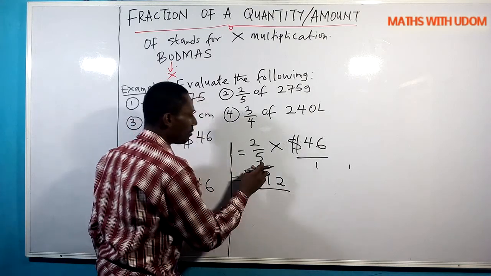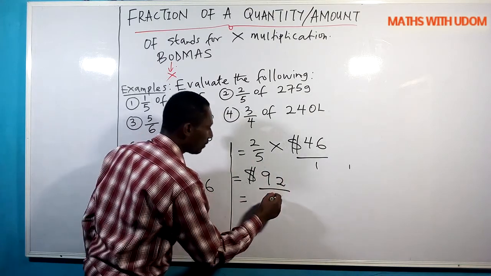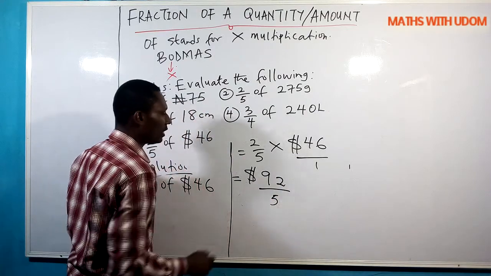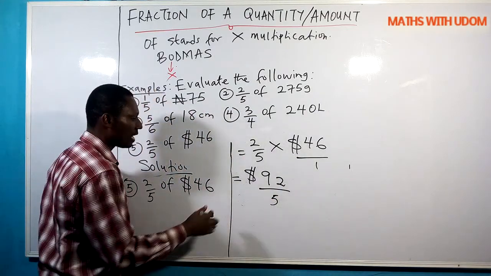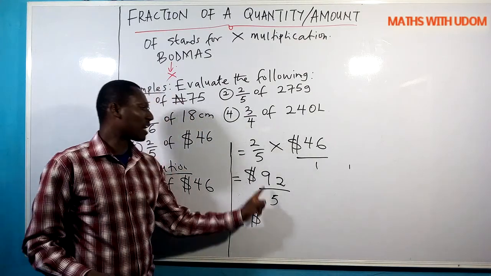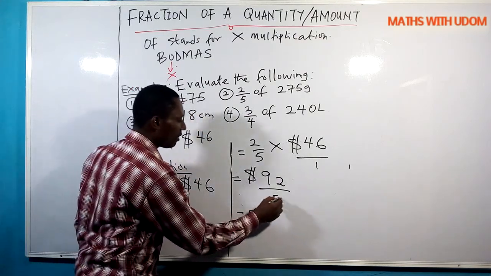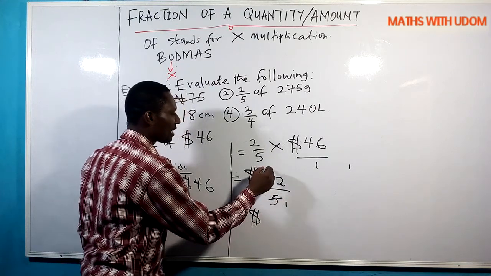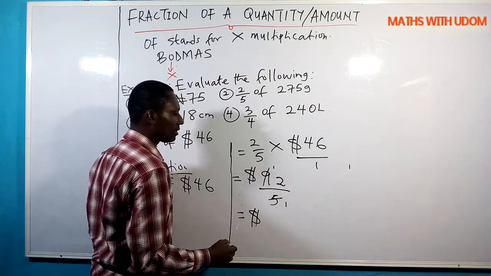Divide by what? The denominator, 5 times 1 will give us 5. So from here, you can now divide directly. Let's put a dollar sign. How many 5 can go through 9? 5 here, 1. How many 5 is in 9? We have 1.